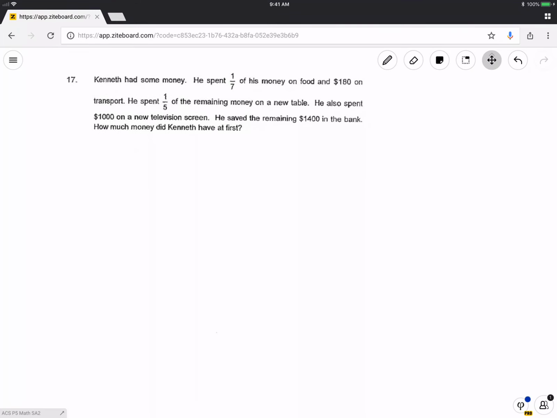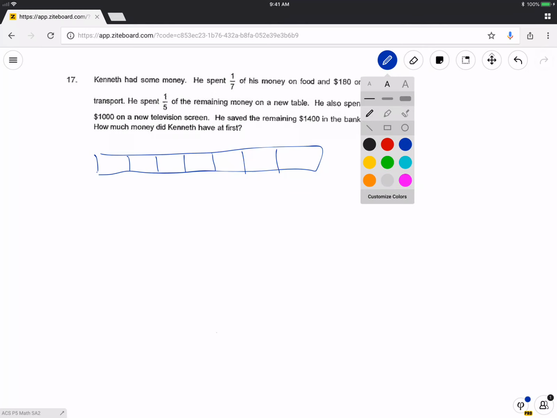Kenneth has some money. He spent 1/7 of his money on food and 180 on transport. Big chunk. He spent 1/5 of the remaining. Now this is a little tricky. So 1 unit, 1, 2, 3, 4, 5, 6, 7. He spent 1/7 on food, F, and 180 on transport. He spent 1/5 of the remaining money.